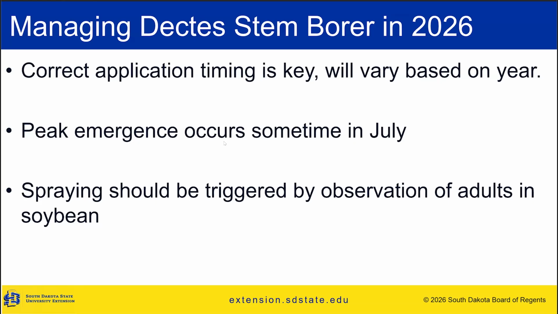Peak emergence does seem to occur sometime in July here in South Dakota, and we're looking at some degree day values to see if we can really hone in on when that peak should be occurring based on temperature. Hopefully, we get that data out in the next year.